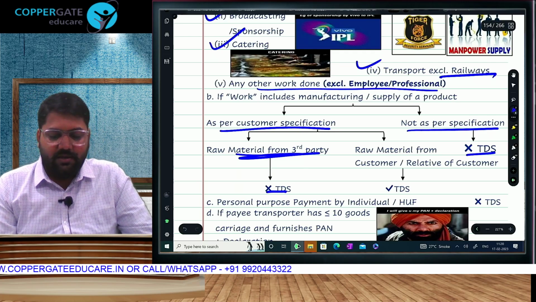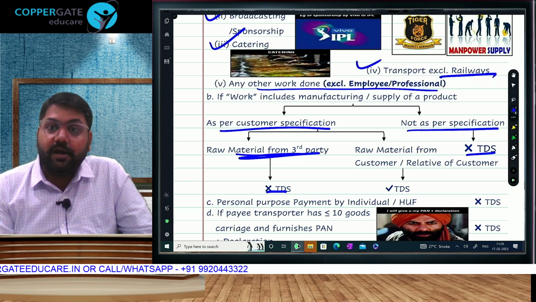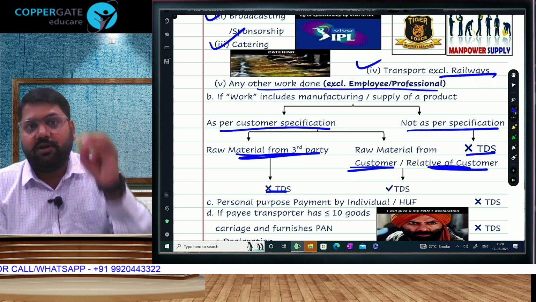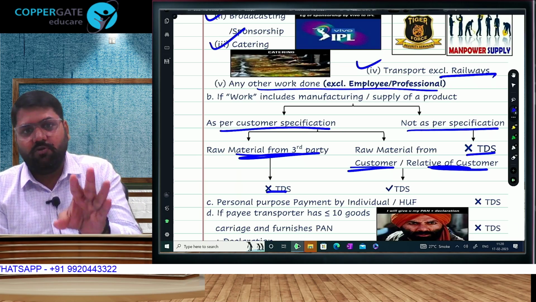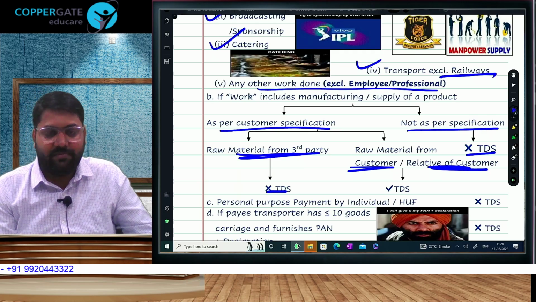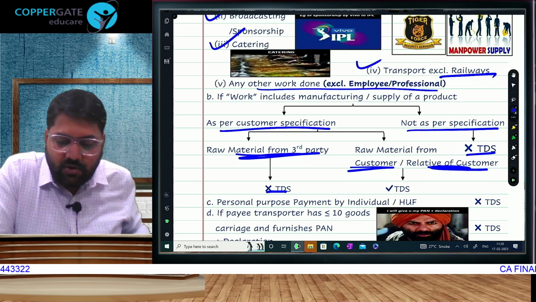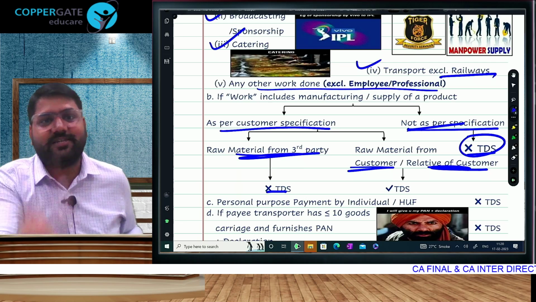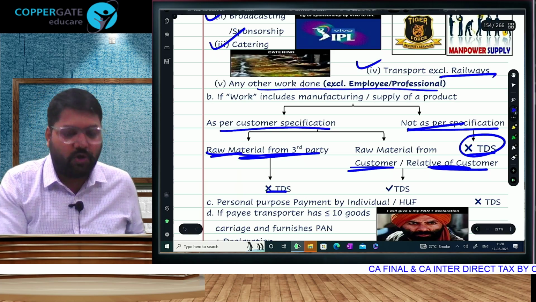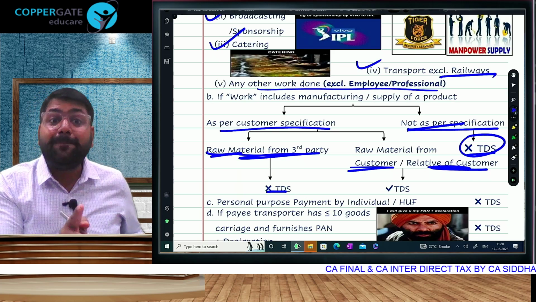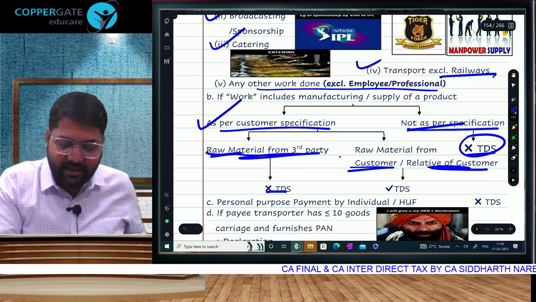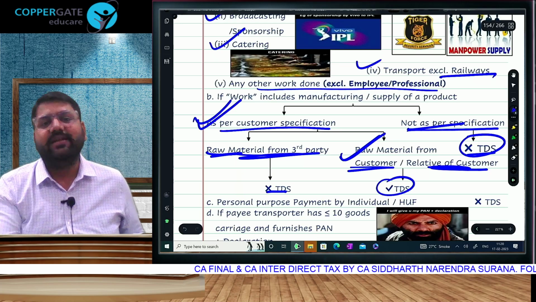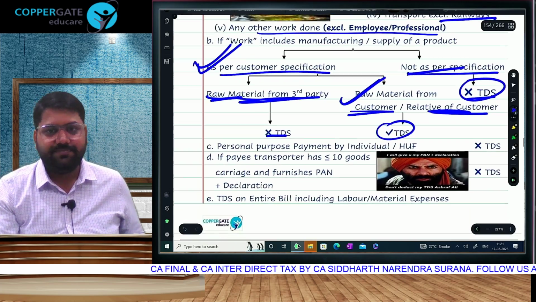So no TDS. But when the customer is placing the order, and the customer is also providing the raw material, or a relative of the customer is providing raw material, meaning, I am placing an order and I am giving you material, then I am making you payment only for labor. See, if I purchase ready-made goods, not as per specification, it is goods. No TDS. If I place an order and you make it, still it is goods only. No TDS because you have used your own raw material. I have made total payment. If I place an order and I give raw material, order and raw material, then I will pay only for labor and I will deduct TDS subject to other conditions like monetary limit and all.